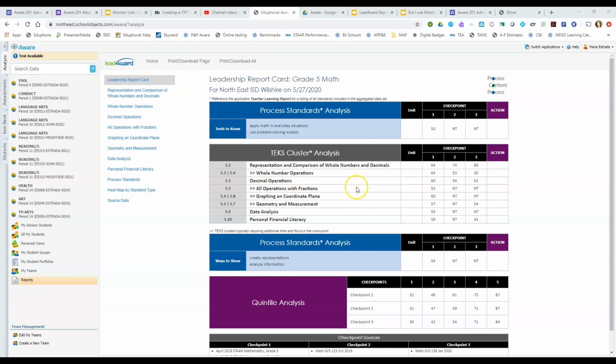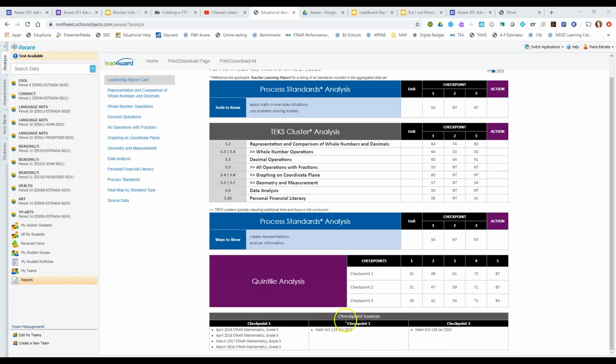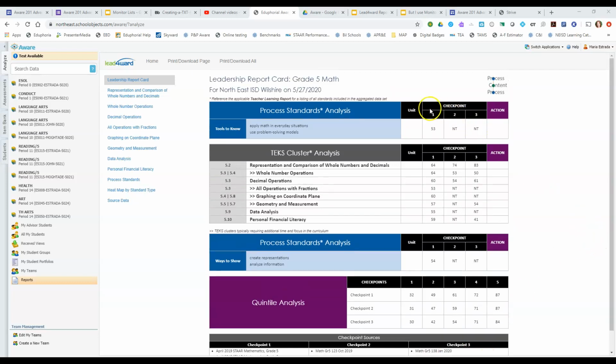So the next thing that I can notice is I can see how they're doing on process standards, on tools to know and ways to show. And then I also get my quintile analysis, and I'll go over that in just a second. And then I also have a reminder about what data is in each of these checkpoints. Okay, so then once I look at that, I can see how they're doing on these process skills over the course of these 3 checkpoints. Now, I don't believe the process standards were included on the district benchmark, and so that's why you're seeing NT there. That means not tested.